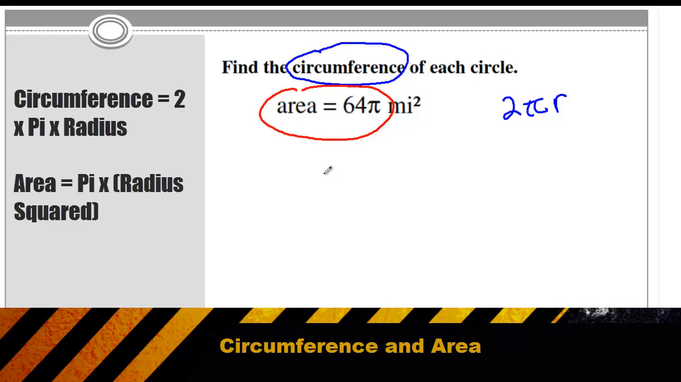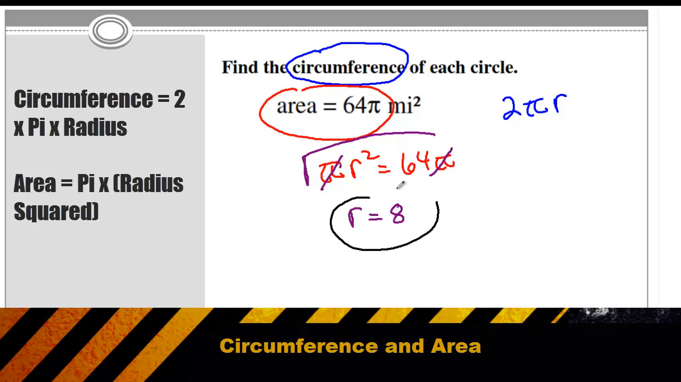So we could write that equation as pi times the radius squared is equal to 64 pi. My pi's cancel out, and then I square root both sides, and I get my radius is equal to 8. From there, I take my radius and plug that back into my circumference equation, and I get my circumference is equal to 2 times pi times 8, or my circumference is 16 pi.